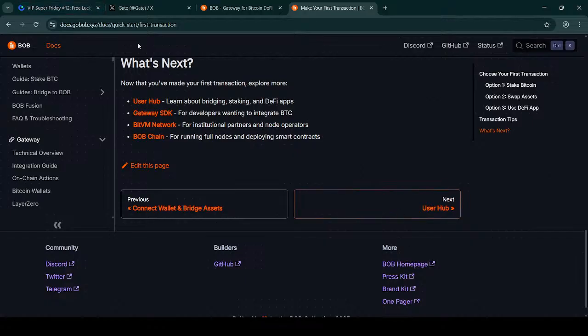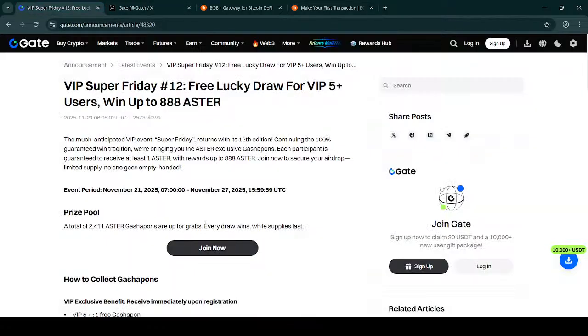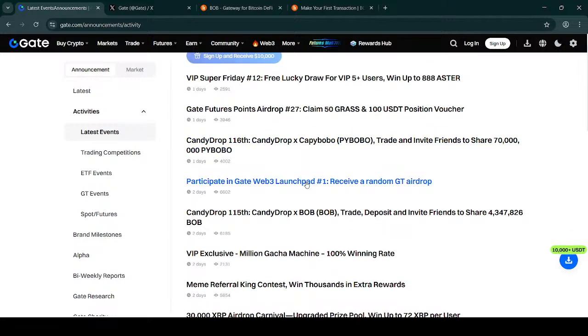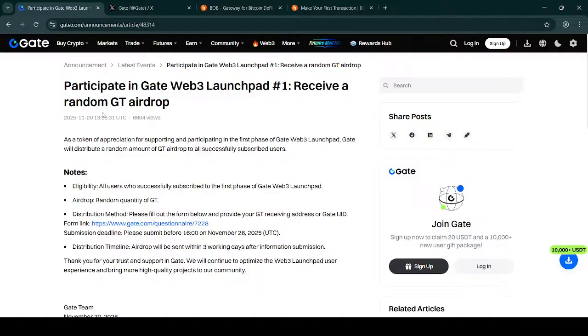What is the next? The user hub. So let's talk about the event right now, guys. Participate in the Gate Web3 launch pool, one DCY, and the random GT airdrop, guys.